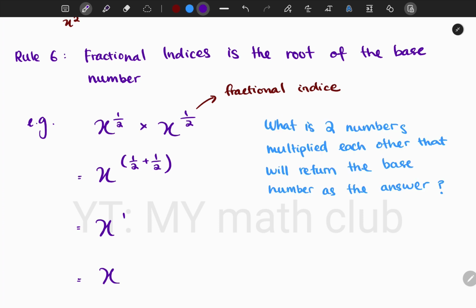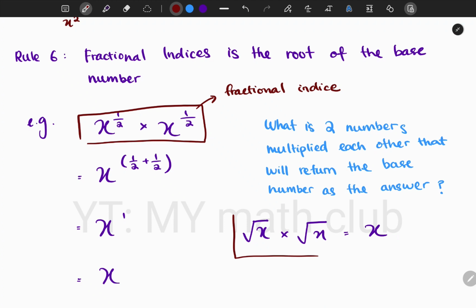In this example, in order to understand what is x raised by the power of half, we want to ask ourselves, what is two numbers multiplied by each other that returns the base number as the answer? Hopefully, square root x comes to your mind, because square root x multiplied square root x is just x. Just like square root 4 multiplied square root 4 is equals to 4. And with that, we can say that x to the power of half is equals to square root x.